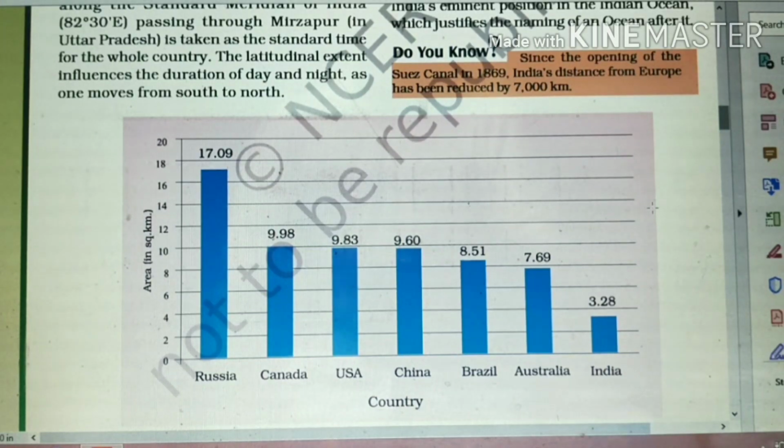You must have known about the Suez Canal. It was opened in 1869. Since the opening of the Suez Canal, the distance between India and Europe has been reduced by 7,000 kilometers. It means after the opening of the Suez Canal, the distance was reduced by approximately 7,000 kilometers.